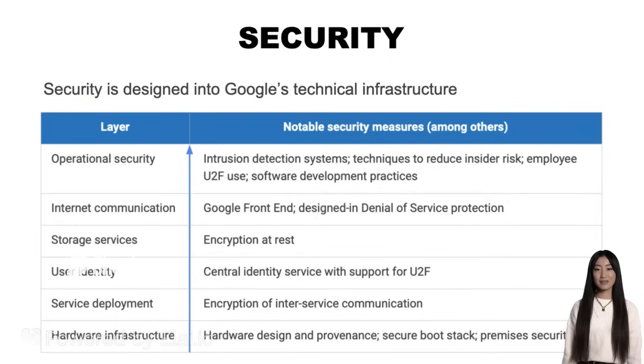Reducing insider risk. Google aggressively limits and actively monitors the activities of employees who have been granted administrative access to the infrastructure. Employee U2F use. To guard against phishing attacks against Google employees, employee accounts require use of U2F-compatible security keys. Software development practices. Google employs central source control and requires two-party review of new code. Google also provides its developers libraries that prevent them from introducing certain classes of security bugs.